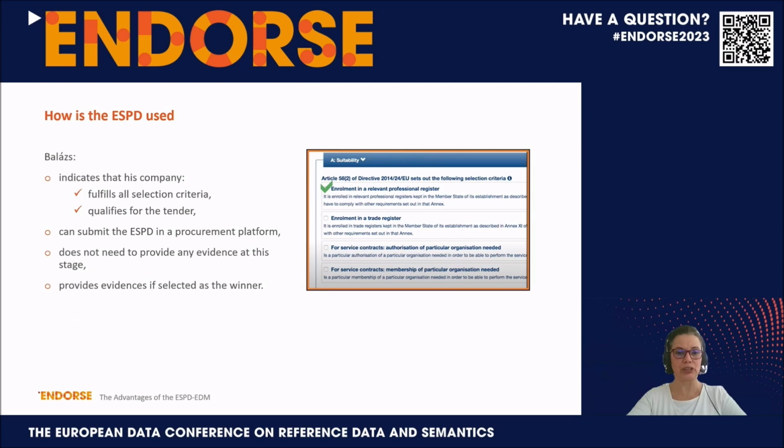Balázs, on his side, will also open an ESPD service and declare that he is not in a situation that could exclude him from participating in the tender. And he will start filling in the selection criteria. That is, he fulfills all of those requested and he can qualify for the tender. He can submit the ESPD in any procurement platform, and the advantage is that he does not need to provide any evidence at this stage. He will provide the evidence for what he is saying is true only if he wins the tender.